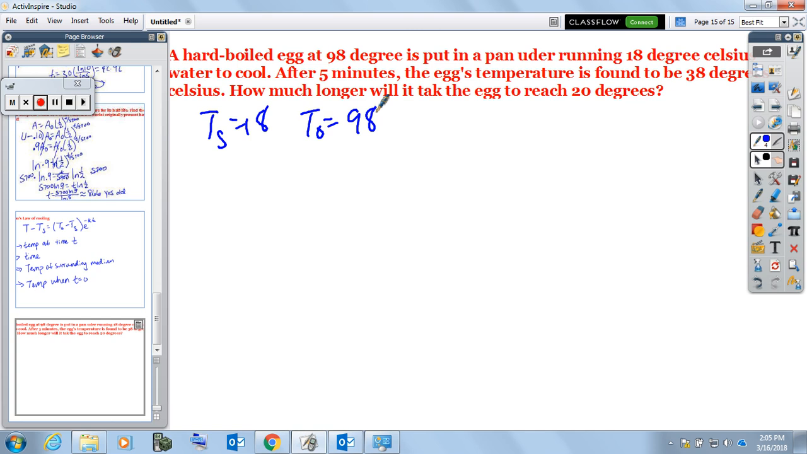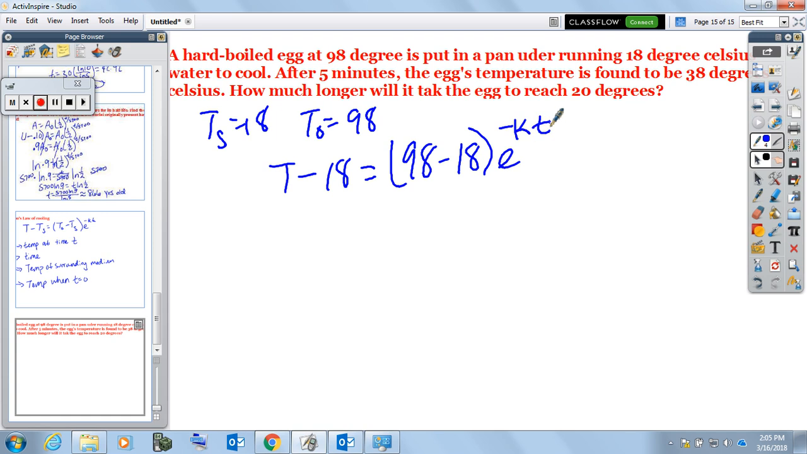And so, taking into account the information that we have, if we want to find how much longer it will take the egg to reach 20 degrees, we're going to at some point have to find the value for lowercase t of time. All right, so let's dive on in. We're looking at a basic formula: the total temperature minus 18 of our surrounding is equal to the original minus the surrounding, times e to the negative k times t. Problem right now, guys, is that we just simply have way too many missing variables. So let's take into account some other information.